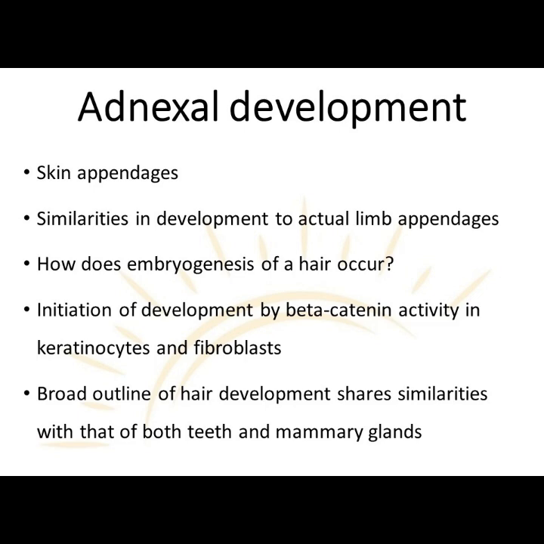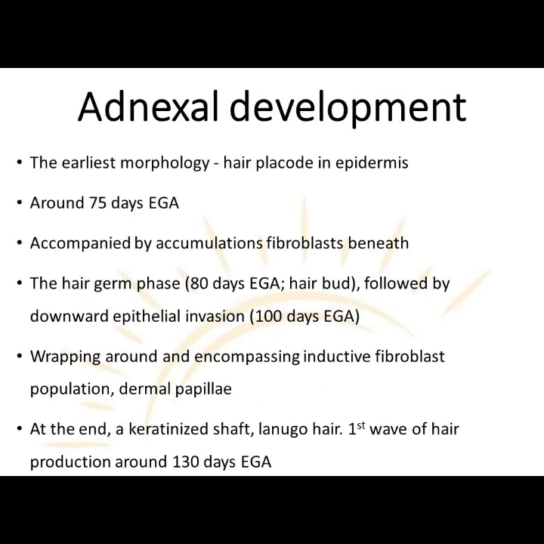Hair development. 75 days EGA. Hair placoid forms in epidermis, thin, columnar keratinocytes. Condensed fibroblasts gather beneath. 80 to 100 days EGA. Hair germ undergo PEG stage. Epithelium wraps around fibroblasts, forming the dermal papillae.